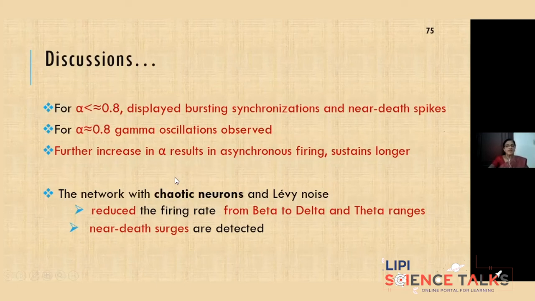Now, chaotic neurons reduce the firing rate from beta to delta. That means from alert state to the deep sleep state. The network went to deep sleep state when the chaotic neurons were introduced. And near-death surges are also detected when the chaotic neurons are present in the network.